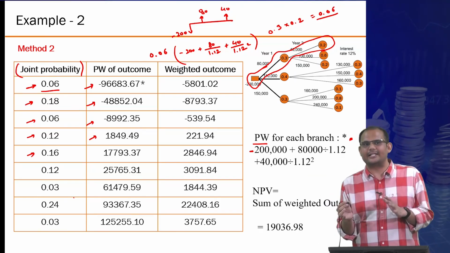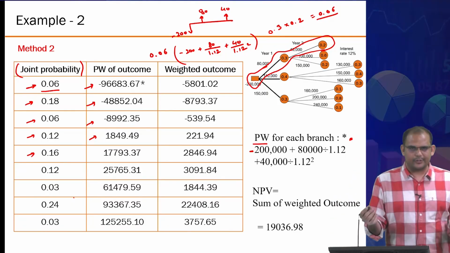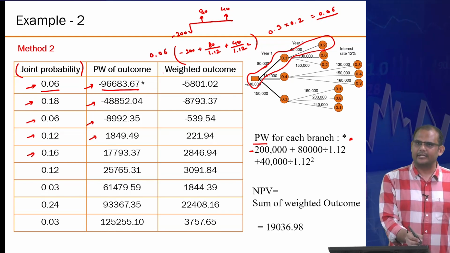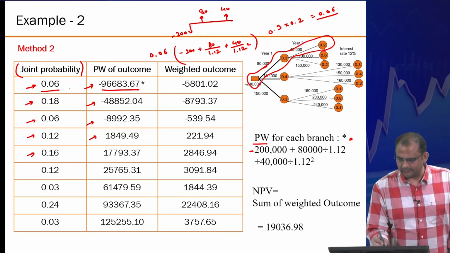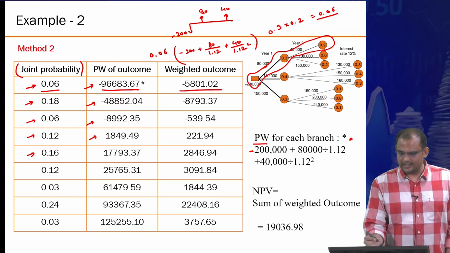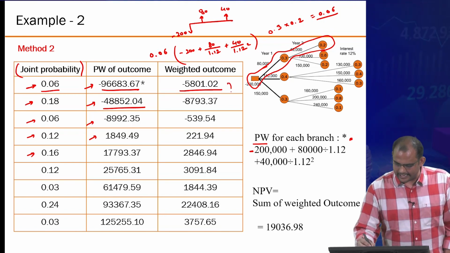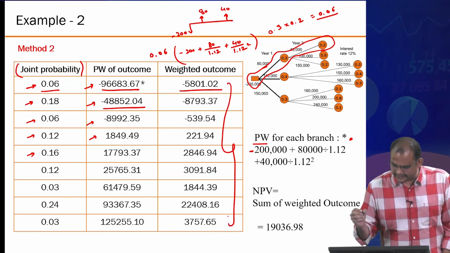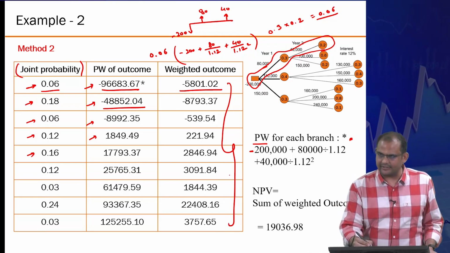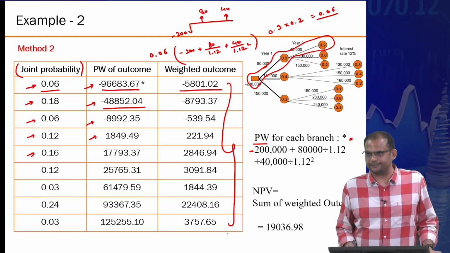Then, if you have to estimate the expected present worth of the whole series, what you simply do is multiply the PW with the corresponding probability, which was 0.06. So, you get this value. Similarly, you keep on multiplying both the column A and B, and the final expected value of this whole series would be just the sum of the weighted multiplications that you have got.